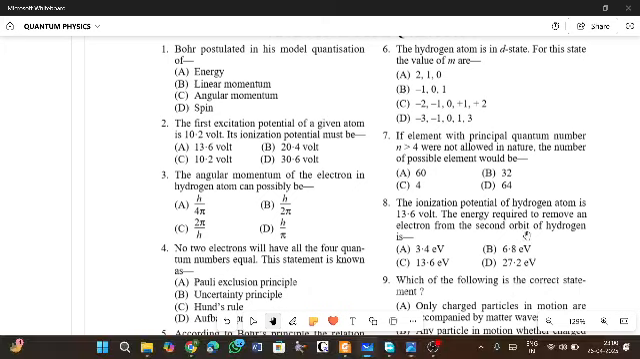Okay, so as you know, the first question: Bohr postulated in his model the quantization of angular momentum. One of the postulates of the Bohr atom model: the first excitation potential of an atom is 10.2 volt, so its ionization potential must be about 10.2 volt. The angular momentum of an electron in a hydrogen atom can possibly be, once it is quantized, L into h cross. So h cross is nothing but h by 2 pi. So option B is correct.